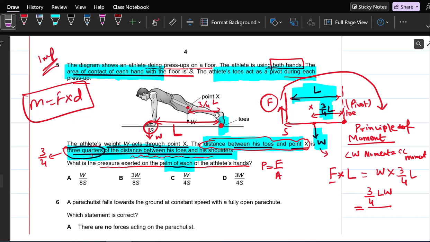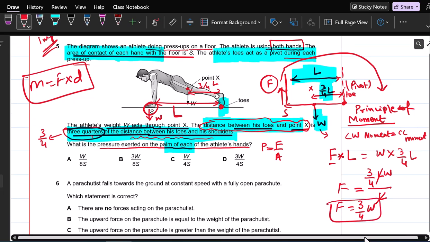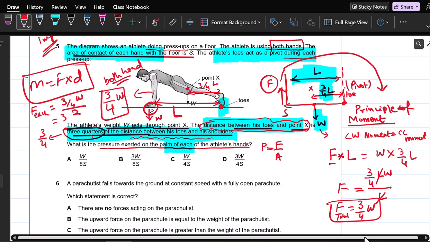Let me make this again like this. So this L and this L cancelled out. So the force is 3 by 4 W. This is the force which is acting here, 3 by 4 W. So it is acting for both hands. So what is the force on one hand? So you are going to divide this force. This is the total force. So force of each hand is equal to 3 by 4 W divided by 2. So it becomes 3 by 8 W.